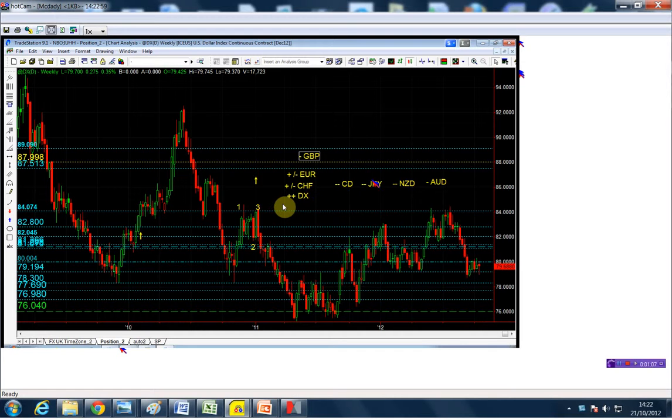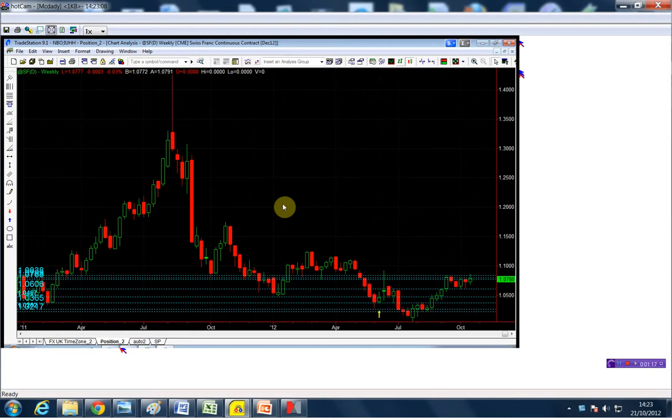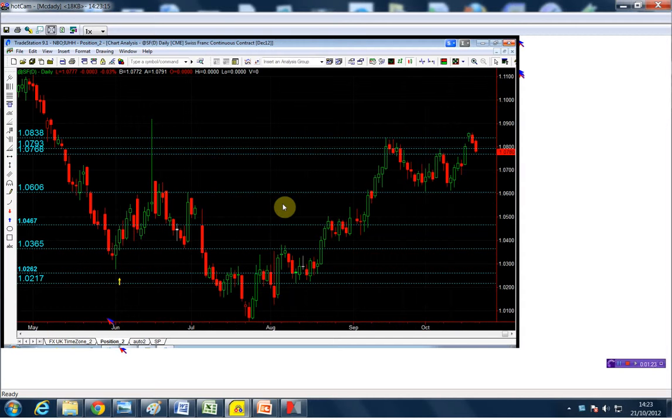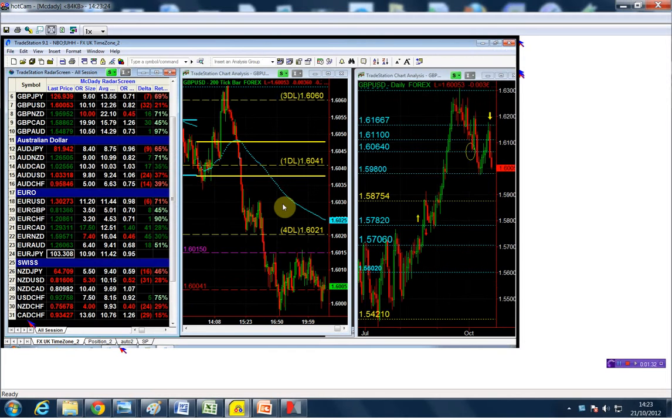So we know that the Swiss is stronger than the euro. The Swiss is kind of stronger than the euro, so we're going to focus on the Swiss with these pairs. So let's go with the Swiss. Let's start with the CAD Swiss. That is the best one. We have the CAD and the Swiss, so that would be the first one to look at.